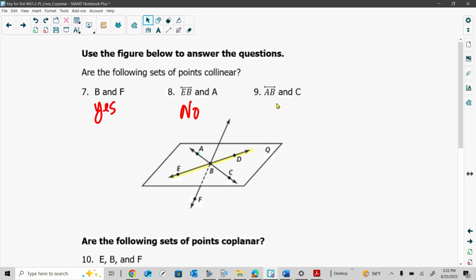And then they're looking at line AB and point C. This was a yes.